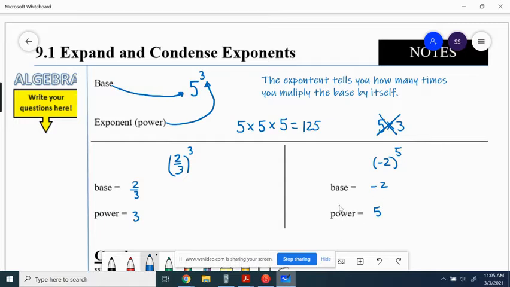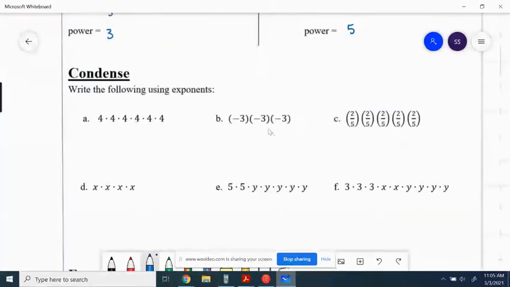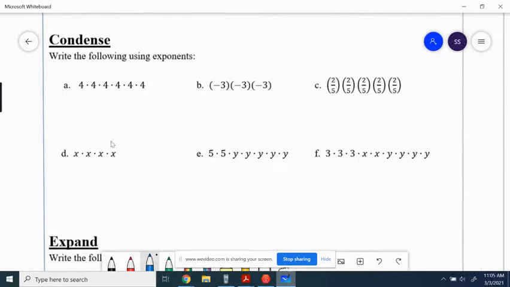So let's move on here. Now we're going to be condensing these expressions, so we're going to make them smaller. This is 4 times 4 times 4 times 4 times 4 times 4. This should be written out as 4 to the 6th power. B would be -3 to the third power. C, even if it's a fraction, that's fine. This is 2/5 to the 5th power.